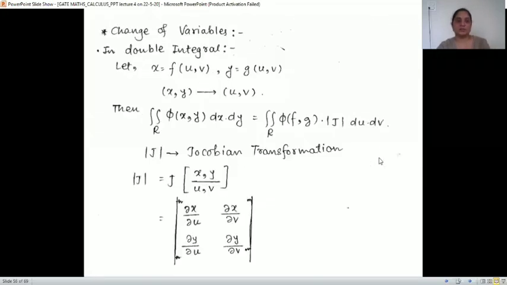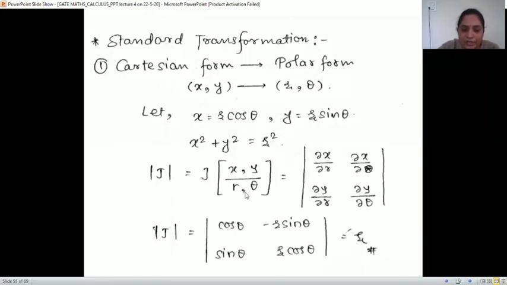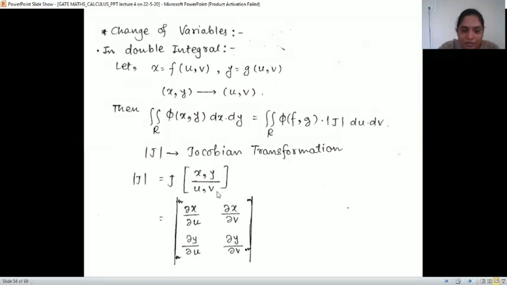Okay, next is changing the variables. In double integration, if you want to change the variables xy to uv, we have to define a Jacobian. What is the Jacobian? The Jacobian is defined as, if it is the Jacobian of xy on uv, then it is dou x by dou u, dou x by dou v, dou y by dou u, dou y by dou v inside the determinant. This is called the Jacobian. So the double integral can be converted to variables uv by using the functions f and g in uv and mod j, that is the Jacobian, and du dv.